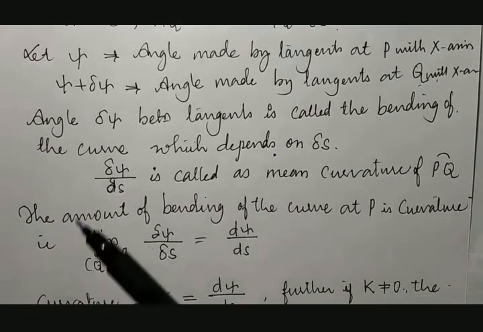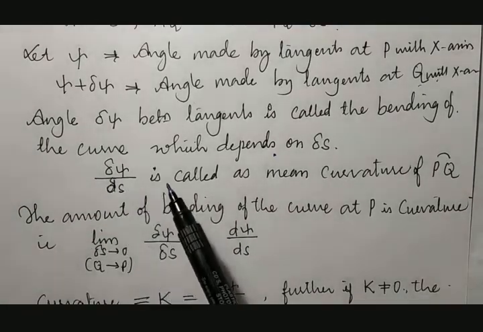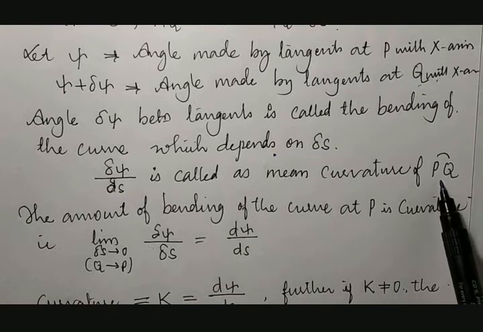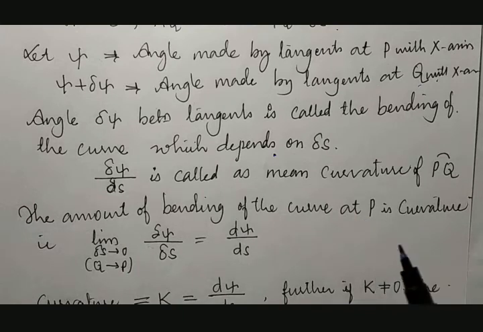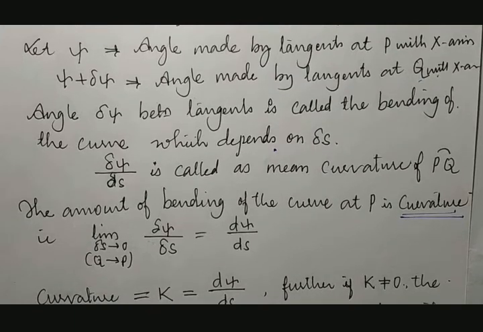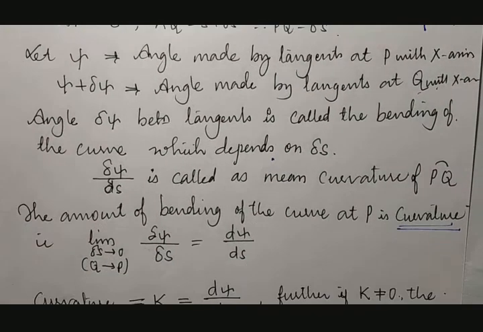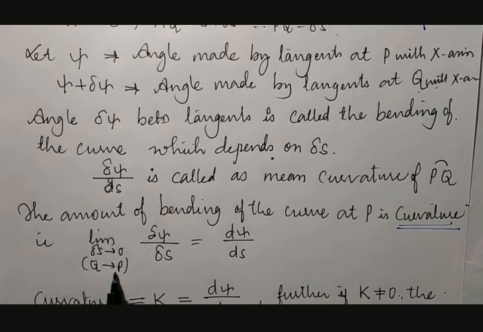Therefore, we call delta psi by delta S the mean curvature of the arc length P to Q. Then the amount of bending of a curve at P is called curvature. Then how will it be calculated mathematically? Mathematically, it can be calculated by using the limit. Here we have taken the limit as delta S tends to 0. What is delta S? Delta S is nothing but the distance between P to Q.